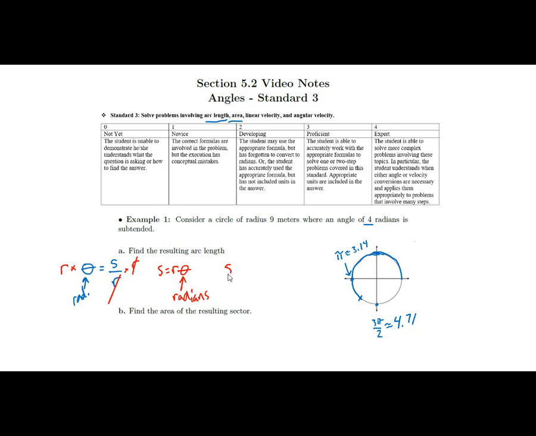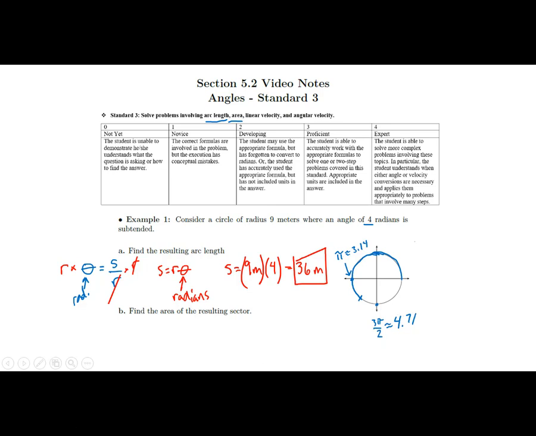So in this case, we know our radius is 9 meters. We know theta is 4 radians, and remember, radians are unitless, so I don't have to put anything here. When I take 9 meters times 4, the units I get out for this answer are meters, so the answer here is 36 meters.